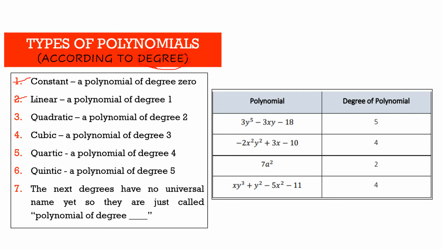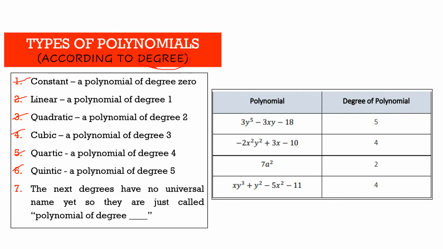Linear if the degree is 1. Quadratic if the degree is 2. Cubic if the degree is 3. Quartic if the degree is 4. Quintic if the polynomial has a degree of 5. And the next degrees have no universal name yet, so they are just called polynomial of degree 6, 7, 8, 9, and so on. So you identify it as a polynomial of degree 6, 7, and up.